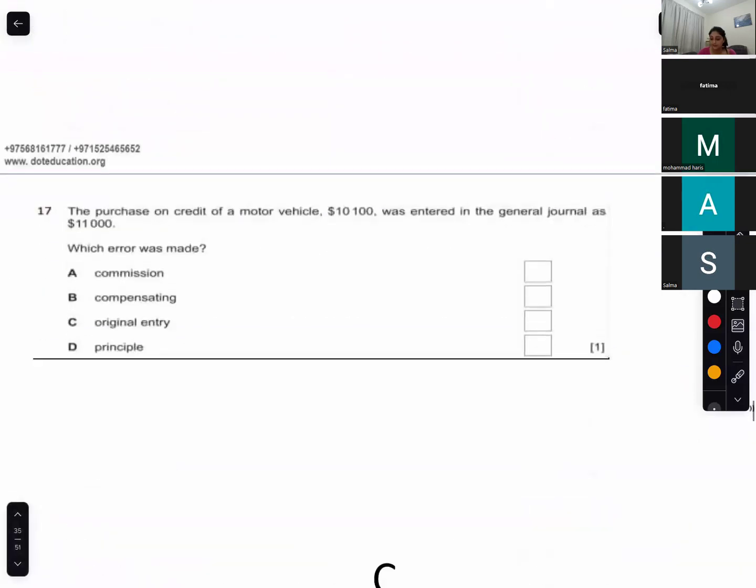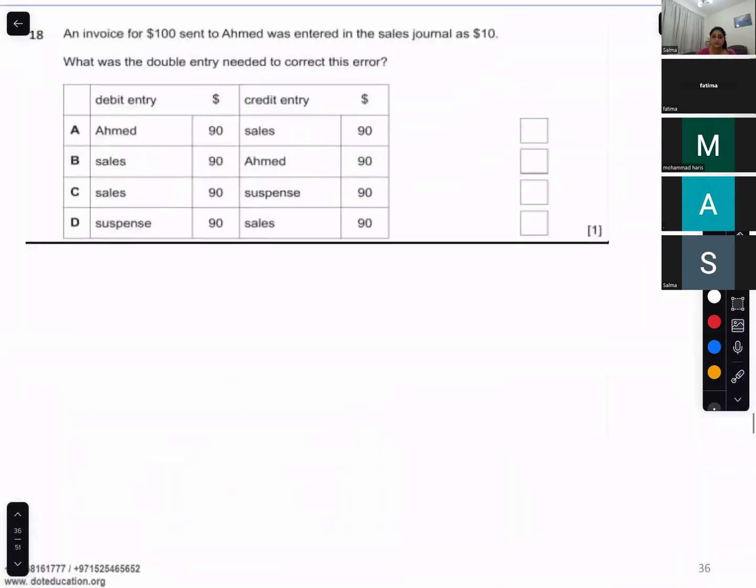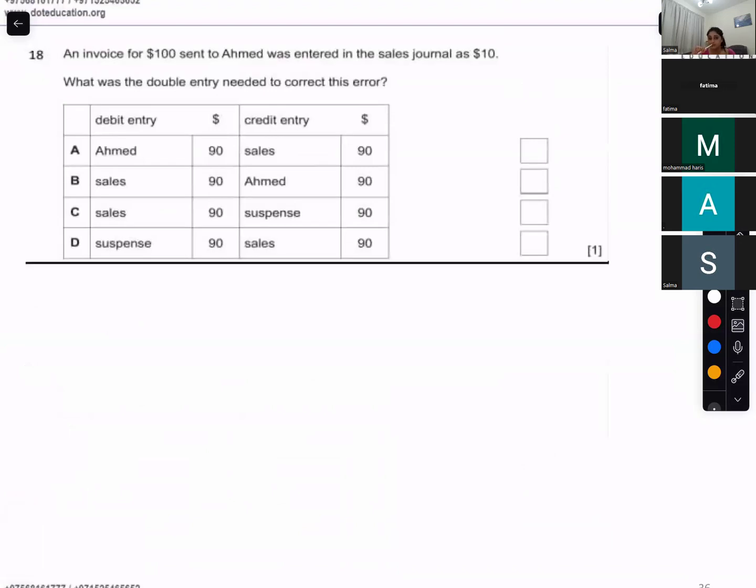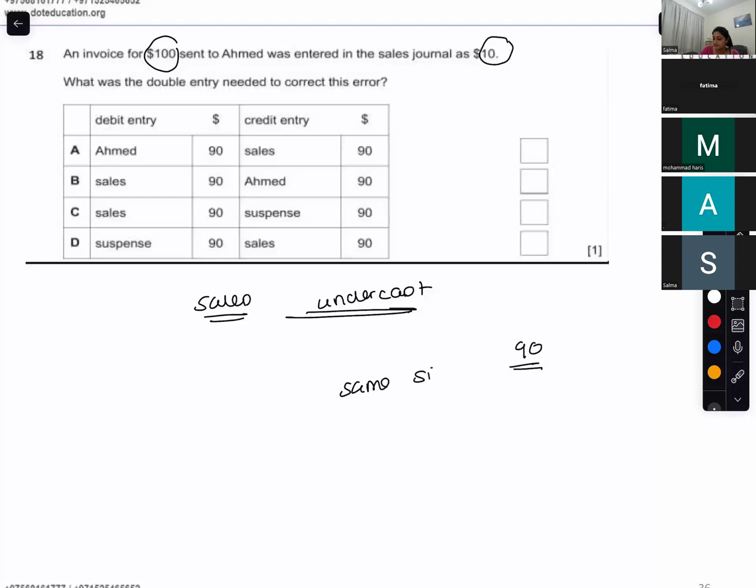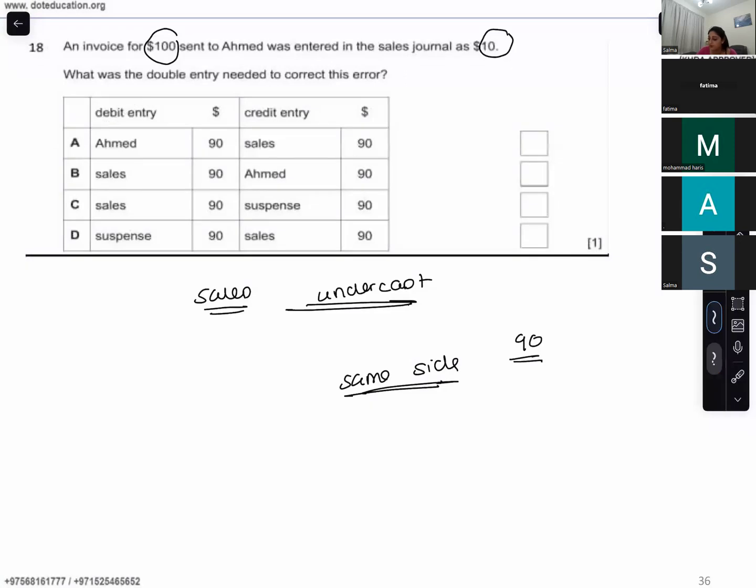Haris? An invoice for 100 sent to Ahmed was entered in the sales journal as 10. So we have to make the wrong, reverse, correct rectification. The sales journal is undercast by 90. So we can just record sales credit, Ahmed debit of 90. So A. No, sorry. The invoice is undercast. So won't we do suspense?